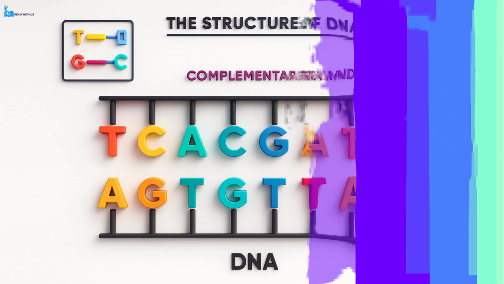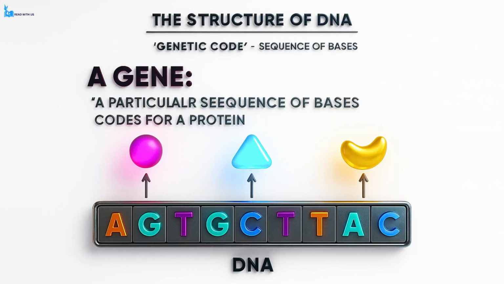Now, when people refer to the genetic code, they are really talking about the specific sequence of these bases along a DNA strand. A gene is simply a particular segment of bases that contains the instructions for building a particular protein. To do this, each group of three bases is called a triplet, and each triplet corresponds to one specific amino acid. For example, the triplet adenine-guanine-thymine may code for one type of amino acid, while guanine-cytosine-thymine might code for a different one, and thymine-adenine-cytosine might correspond to yet another.